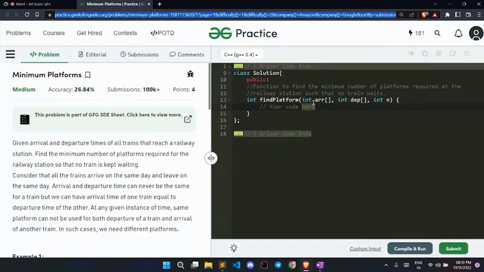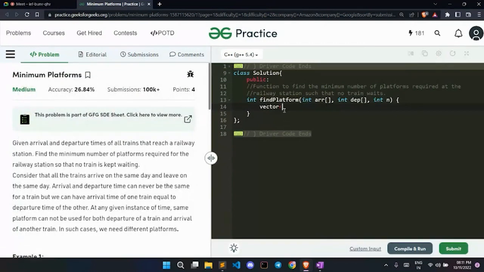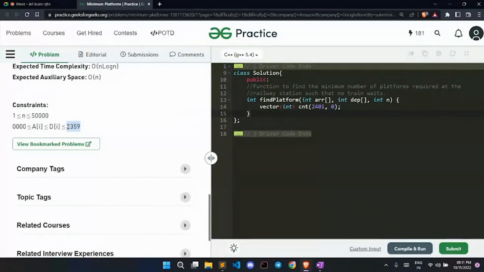So see how we will go for this one. First of all, what do we need? We need an array to denote how many trains are present at one particular point. So we will create an array of size 2400, and this is just so that if the value is 2359, then we can add -1 to the next value, which is 2400. So it will be one extra value, which we are not going to use actually.